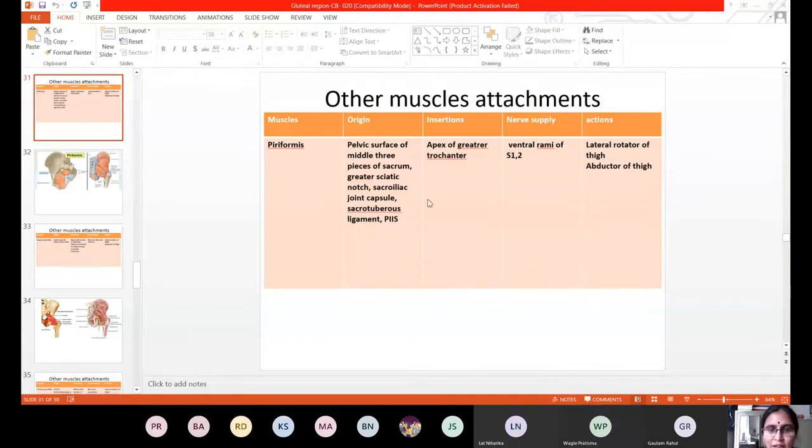Okay. Now, today we'll complete the part of the gluteal region, okay? And all of you, please unmute your mic. If there is any question, or whenever we do discussion or I ask a question, at that time unmute your mic and answer the question. Okay?